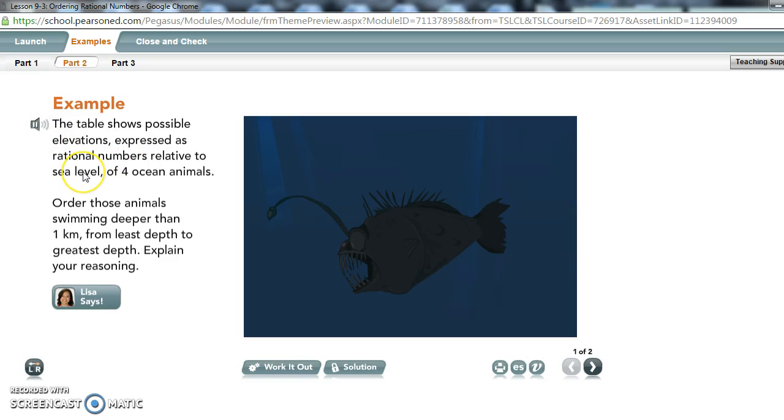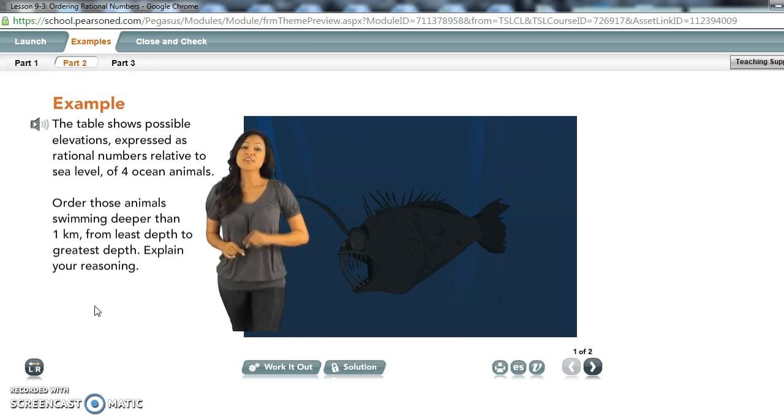The table shows possible elevations, expressed as rational numbers relative to sea level, of 4 ocean animals. Order those animals swimming deeper than 1 kilometer, from least depth to greatest depth. Explain your reasoning. You can think of depth as a distance, the distance from sea level. And sea level is like 0 on the number line. Remember the method you've used before to find the distance from 0 on a number line? Remember absolute value?